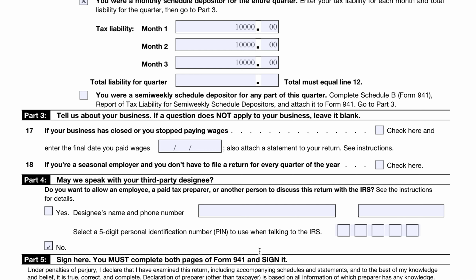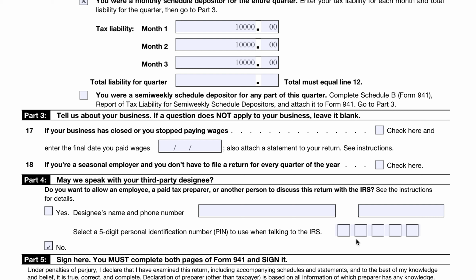Part 4 allows you to assign a third-party designee. This could be one of your employees. It could be a tax preparer or some other person, an attorney, whatever it may be. So if you want to allow that person to speak to the IRS, then you would check yes. You would enter that person's name and telephone number, and then that person can come up with a 5-digit PIN. This would allow them to validate their identity with the IRS.